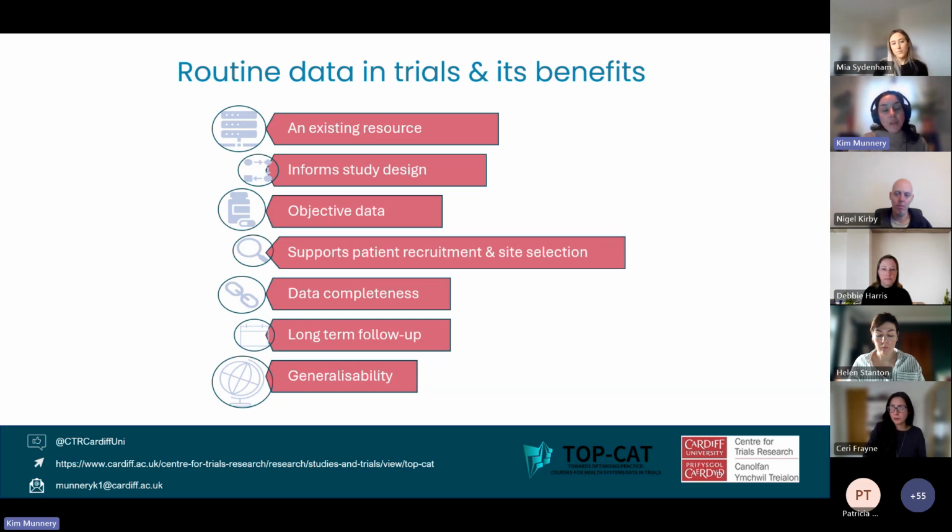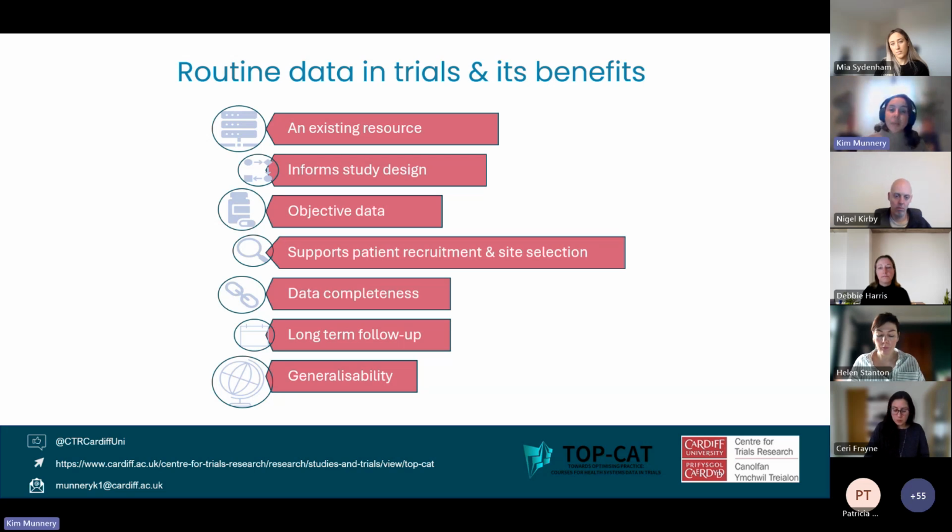So it can inform study design and routine data can help with calculating sample sizes. It can support smaller feasibility studies where resources are limited, especially in terms of data collection. And it can also help to understand your research population further, especially at the pre-planning stage, so before you've even had any approvals.